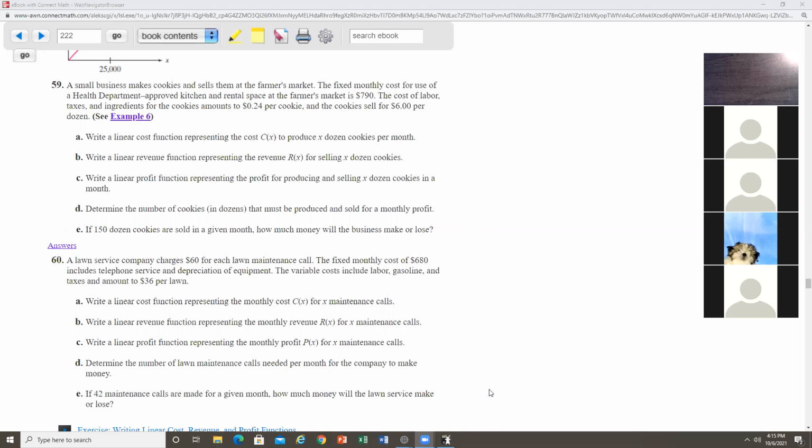Here's a hint. Let x be equal to the number of dozen cookies that are produced and sold. x equals the number of dozens that are produced and sold.